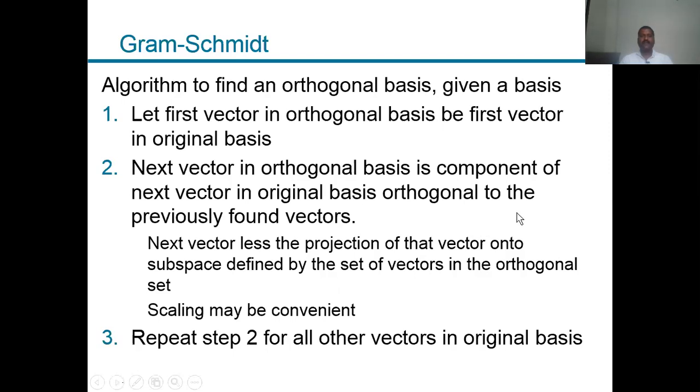So this is the final algorithm. The first vector, we select the same. And the next vector in the orthogonal basis is the component of the next vector in the original basis orthogonal to the previously found vectors. Thank you.